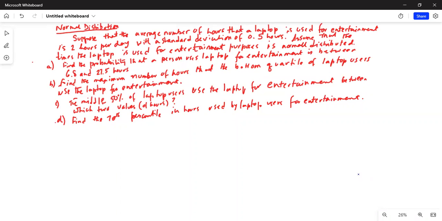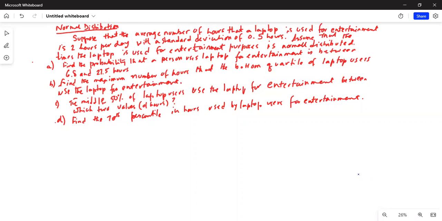Suppose that the average number of hours that a laptop is used for entertainment is 2 hours per day with a standard deviation of 0.5 hours. Assume that the times the laptop is used for entertainment purposes is normally distributed.